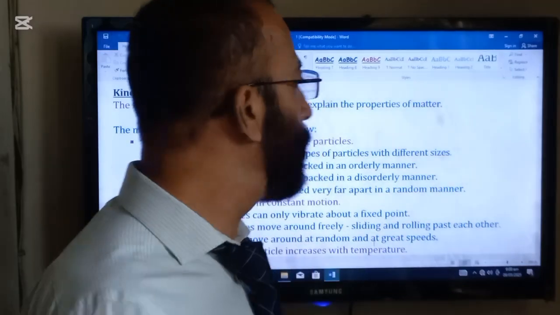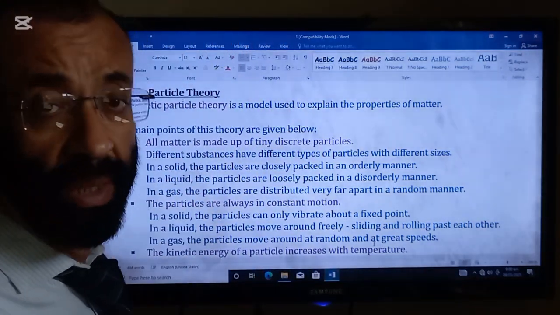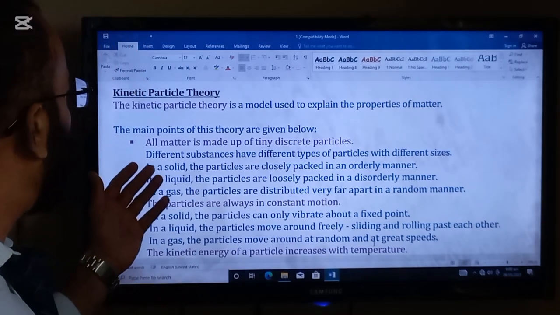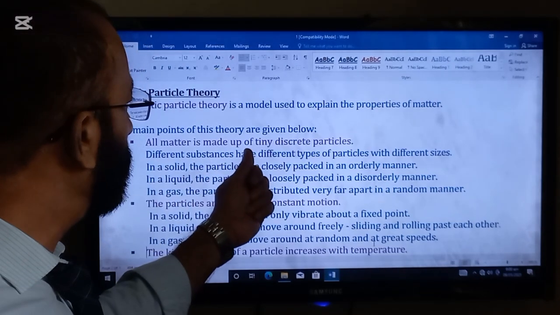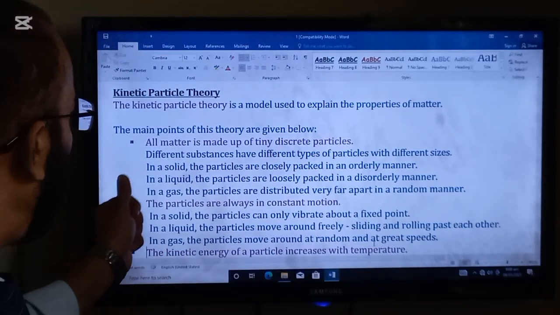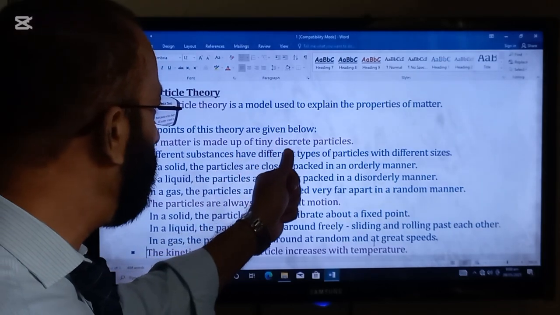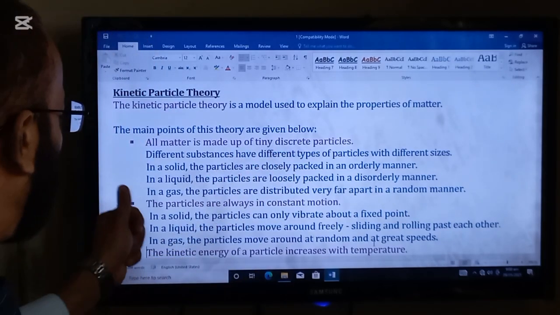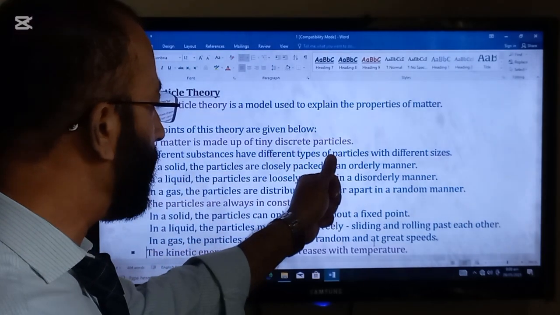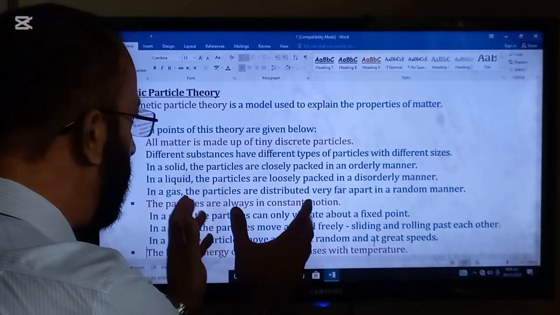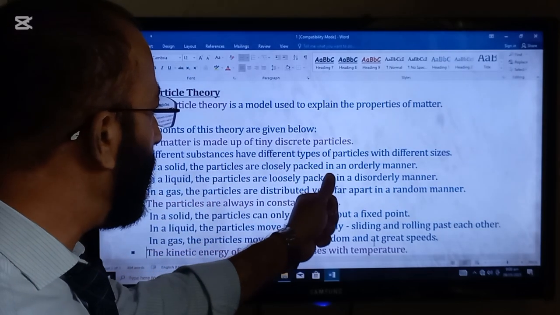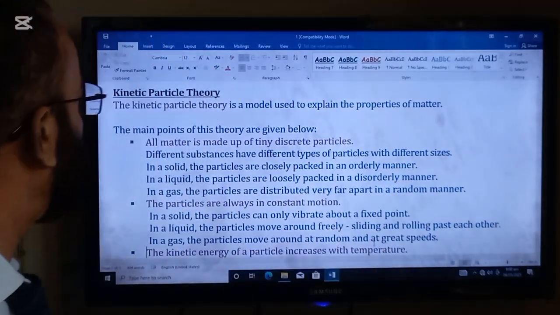Now we are going to read kinetic particle theory. This is another very important question. So concentrate yourself. The kinetic particle theory is a model used to explain the properties of the matter. The main points of this theory are given below. The first point is all matter is made up of tiny discrete particles. And the explanation of this point is different substances have different types of particles with different sizes.